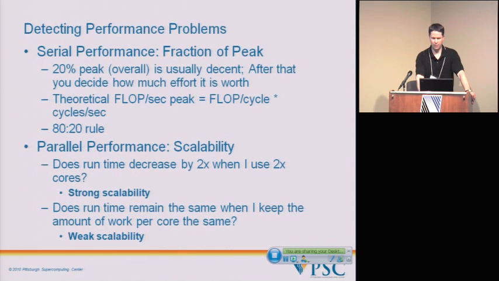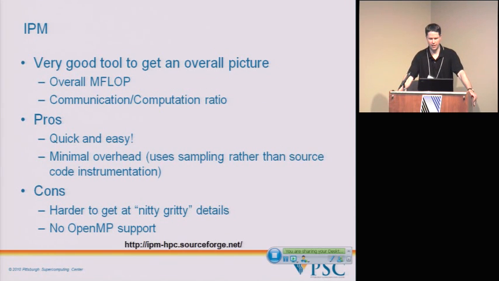Okay, so now we talked about detecting the overall performance, both in serial and parallel. And so now we're going to pull out our first tool, IPM, which works with PAPI. This is a very good tool to get an overall picture of how your code is performing. That's what it's designed primarily to do. You can get the overall floating point operations per second of your code. You can look at the ratio of the communication and computation at different levels of parallelism. It's very quick and easy to use. It introduces almost no overhead.